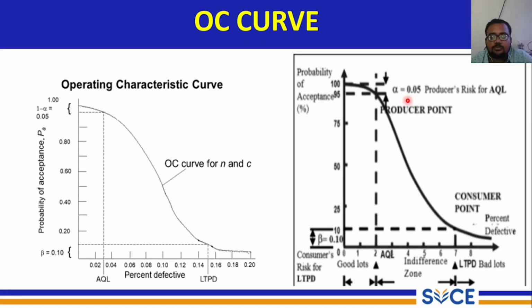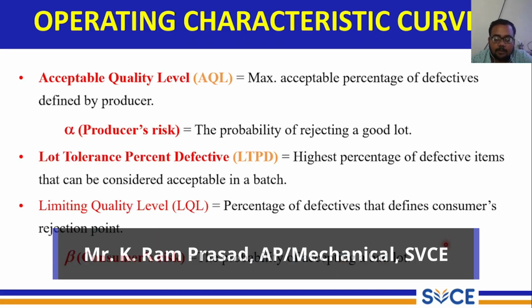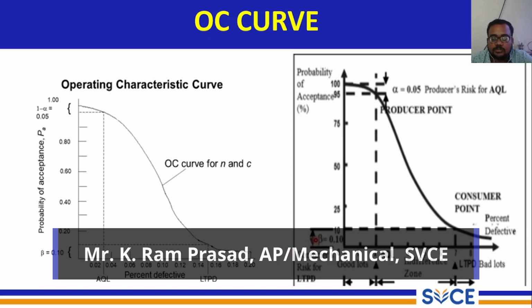What does producer's risk refer to? Producer's risk is the probability of rejecting a good lot. Now, if by chance your lot comes into this category of 5%, then the probability of that particular lot being rejected will also be present. Now, what is consumer's risk? Consumer's risk is the probability of accepting a bad lot. Now, where does this consumer risk lie? This is your consumer risk.